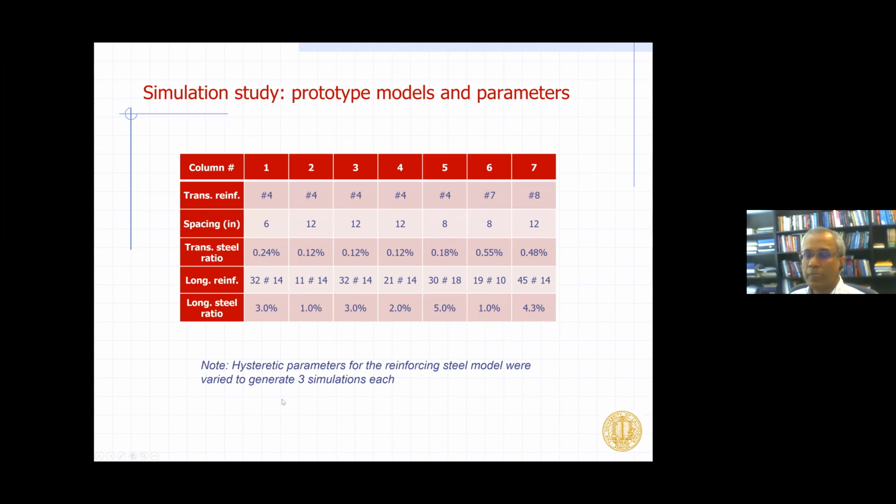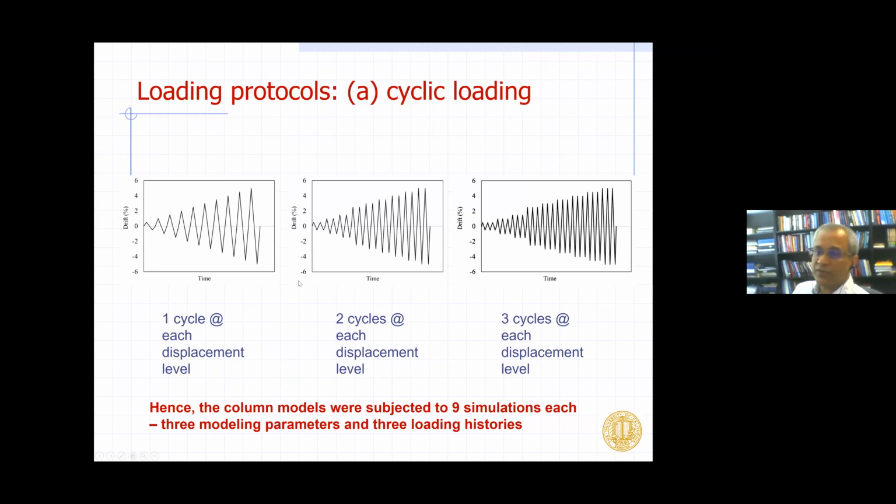In addition to that, we also varied the hysteretic parameters in our reinforcing steel model to generate additional simulations, because we wanted some variability in our response, so we could plot some fragilities and get median values. And we also used 3 different loading protocols: 1 cycle at each displacement amplitude, 2 cycles, and 3 cycles, just to see the effect of loading protocols. So, in all, each of those columns is subjected to 9 simulations: 3 variations with respect to the modeling parameters, and 3 with respect to the loading protocol.